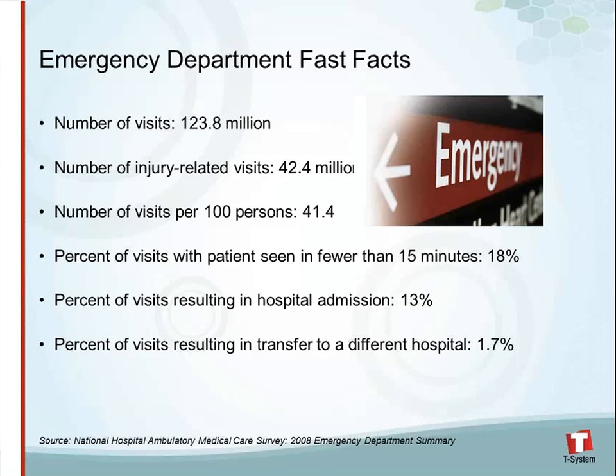The percent of patients seen in fewer than 15 minutes is actually 18%. The percentage of visits resulting in hospital admissions averaging across the United States is about 13%. And that's right in line with what we see across the United States. Some hospitals may be just a touch under that. Others may be a little bit over that. We usually don't see anything above 20 or 22%. So 13% is your average. And then percent of visits resulting in transfers to a different hospital is an average of 1.7%.